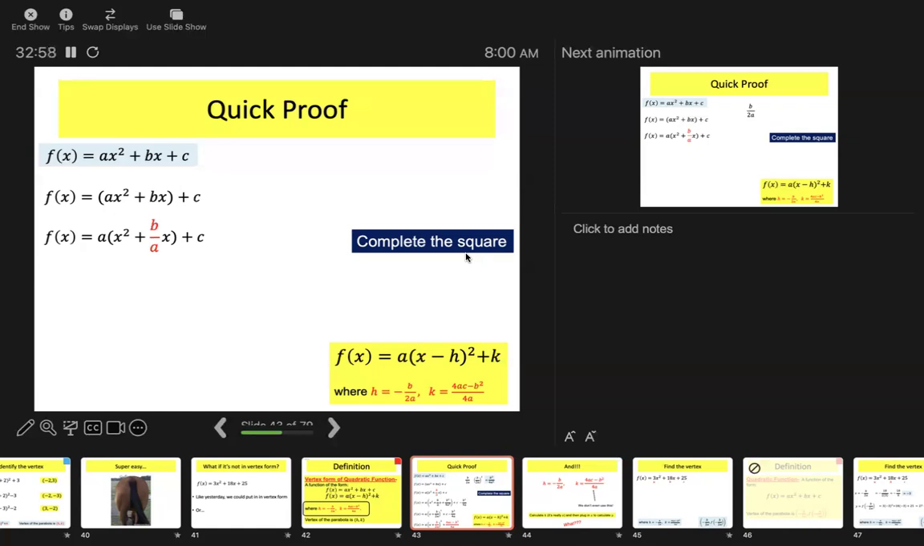So B over 2A squared would be B squared over 4A squared. So if I take that, I divided it by 2, and then square it, I get B squared over 4A squared, yeah? So that's my new C value. That's what I'm going to add right here.